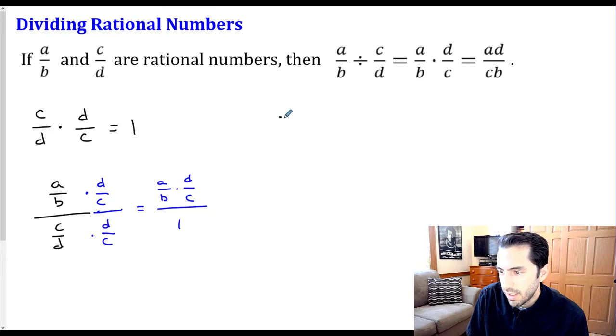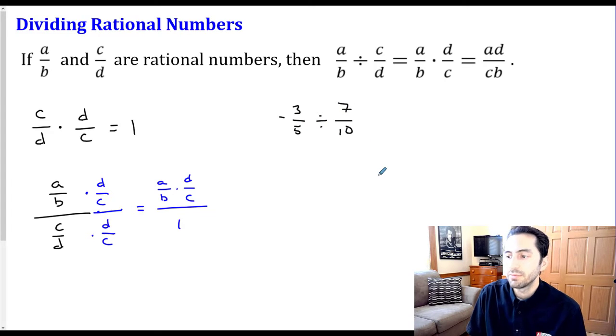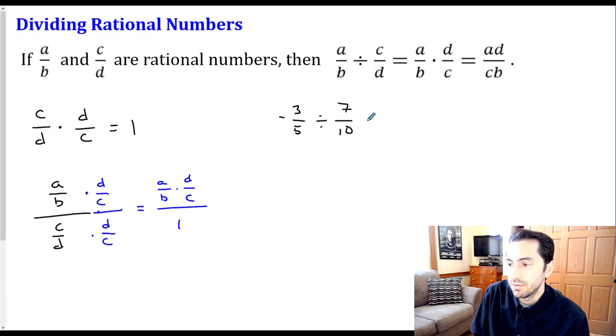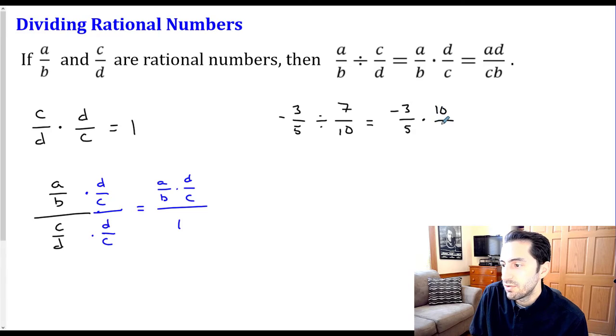So let's take a look at negative 3 over 5. And then let's divide that by the fraction 7 over 10. So the first step, we're going to take that second fraction and we're going to change this into multiplying by the reciprocal. So the first one stays the same, negative 3 over 5. And now our second fraction, 7 over 10, we change it to multiplication and we change it to the reciprocal. And now we can multiply.